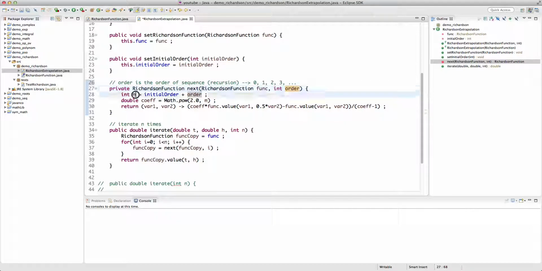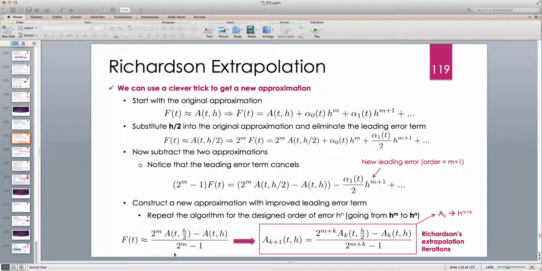Okay, so the power that we calculate, we have a 2 to the some power, and that power is the initial order plus the order of recursion, and we calculated it. Then the new Richardson extrapolation, the new term for the sequence, is still an approximation, so it should be a Richardson function again, right? So var1 and var2 go to coef, which is 2 to the power, times the value of the current function at var1, which is our t, and half of var2, this is h over 2, minus the value of the func at var1 var2, divided by coef minus 1, and it's exactly this term, right?